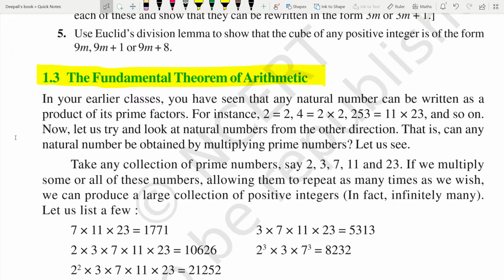We know that any composite number is made up of more than two factors. For example, 2 has factors 2 and 1. That is a prime number, so it has only two factors. But 4 has factors 2, 2 and 1. It is a composite number. Same way, 253 has factors 11, 23 and 1. So it is a composite number.